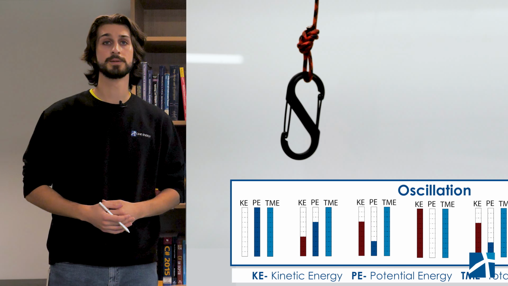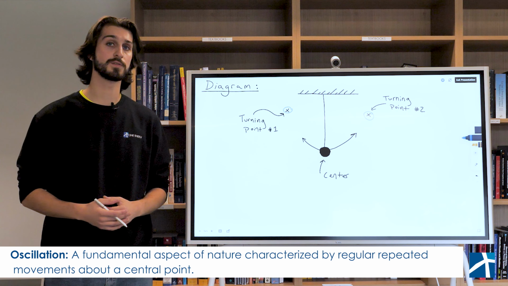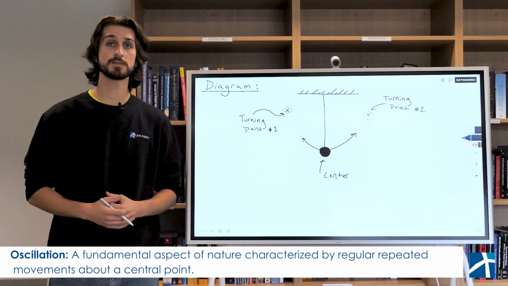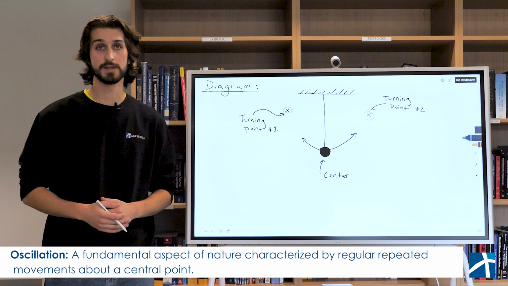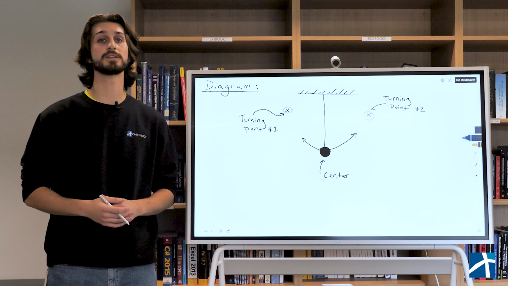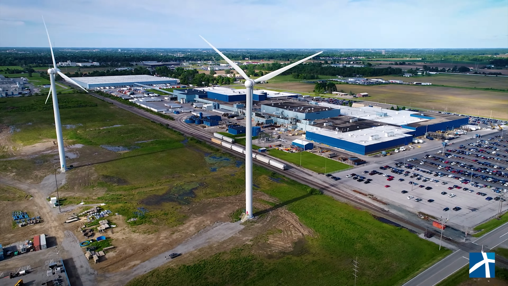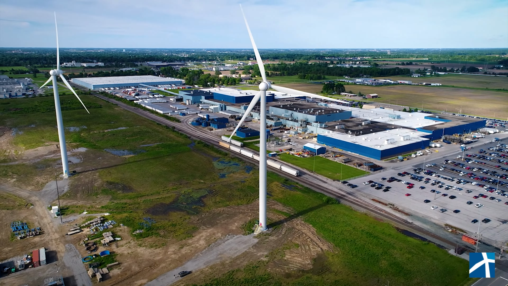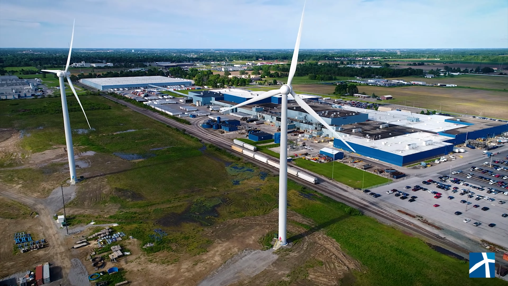In summary, oscillations are a fundamental aspect of nature, characterized by regular repeated movements about a central point. Understanding them mathematically allows us to make predictions and design machines like wind turbines, which efficiently convert the natural oscillatory motion of the wind into useful energy.